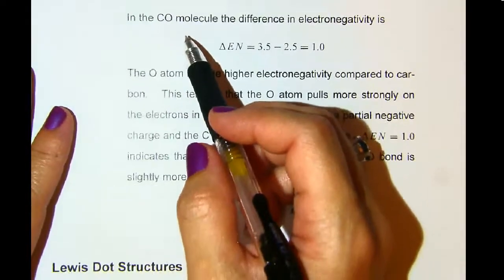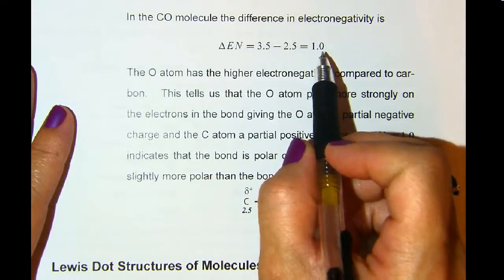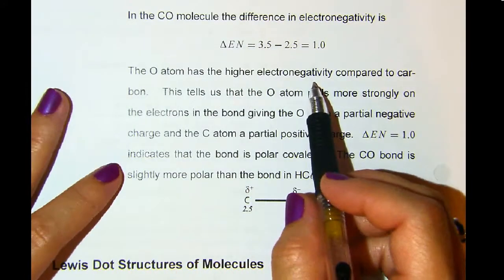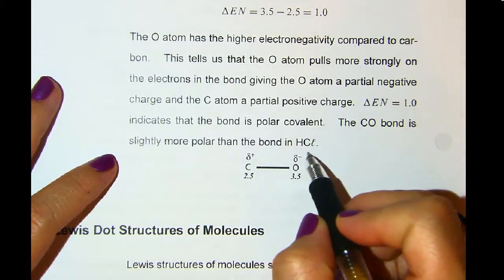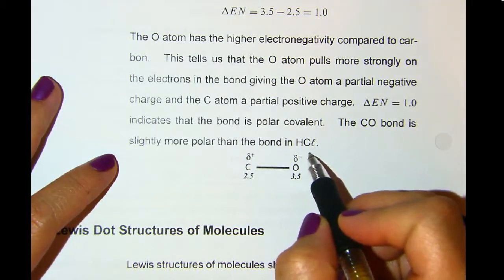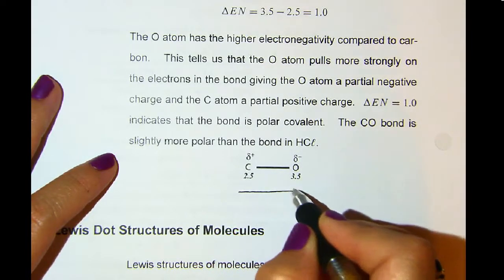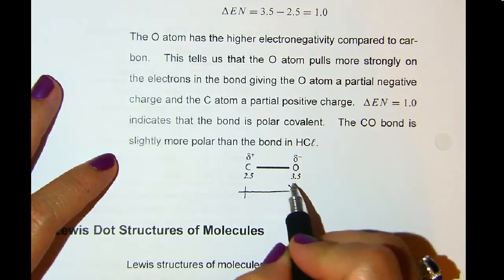In the carbon and oxygen molecule, the difference in electronegativity is 1.0, which also falls in the polar covalent range. The oxygen atom has the higher electronegativity compared to the carbon, and so the oxygen has a partial negative charge, and the carbon has the partial positive charge. The electrons are more strongly pulled toward the oxygen, which creates a dipole towards the oxygen.